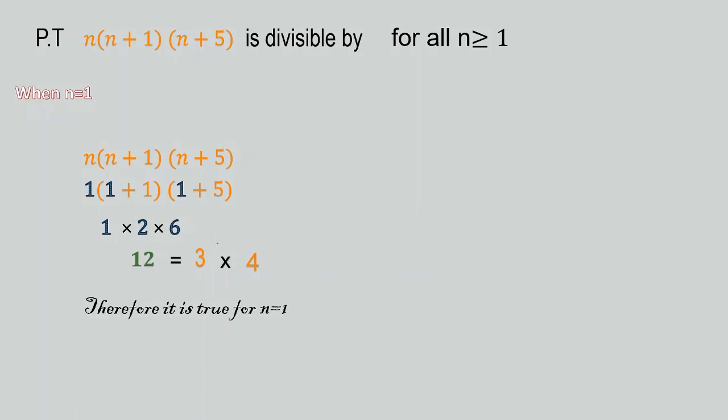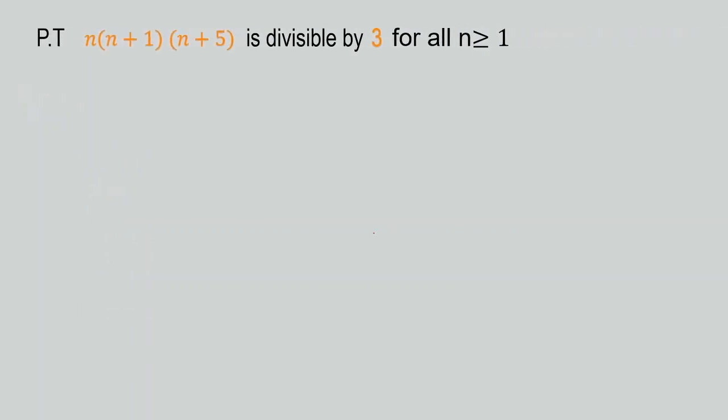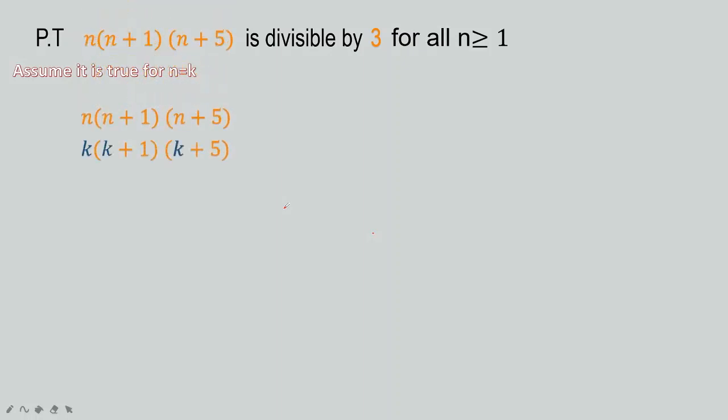Now, the next step is assuming that it is true for n is equal to k. So substitute n is equal to k in the expression, and we are assuming it is true, that means it is divisible by 3. Divisible by 3 means what? It is equal to 3 into something.